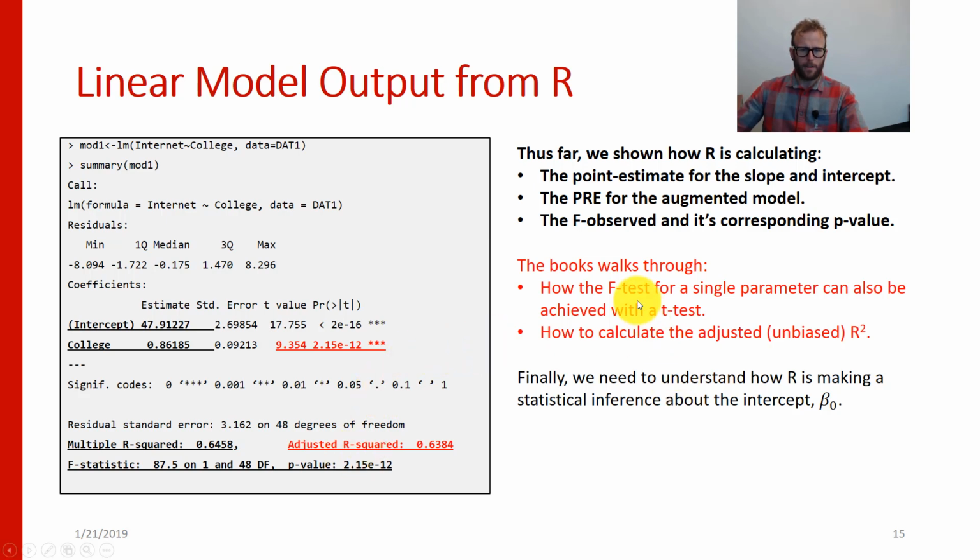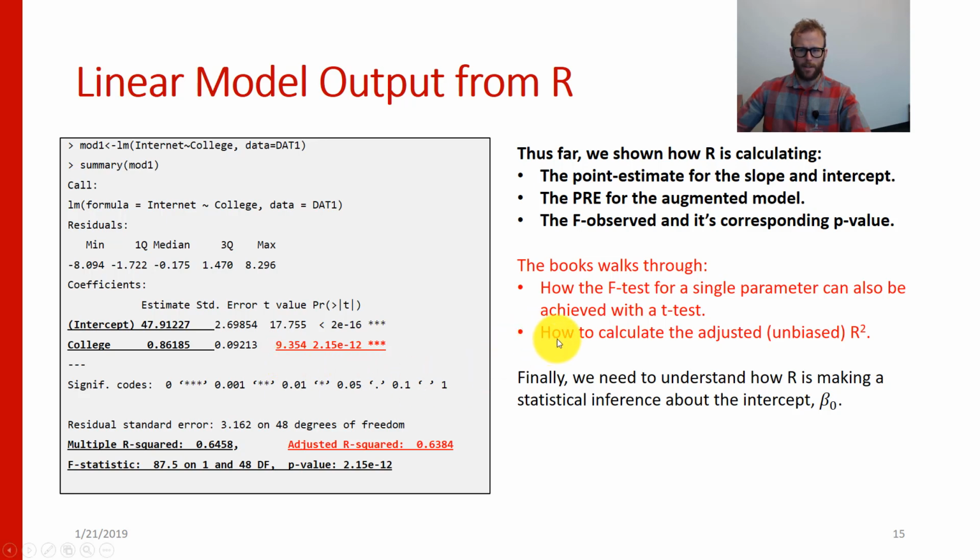Now, in the book, they talk about how we can make a corresponding t-test, and the t and the F test, when we have 1 degree of freedom in the numerator, are transforms of each other. They're highly related. So these single parameter tests can also be achieved with a t-test, which is why R is giving us a t-test here. And we're going to walk through this calculation a little bit more in the lab.